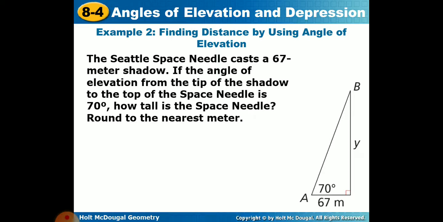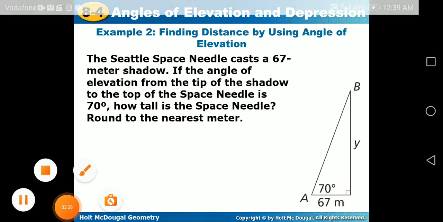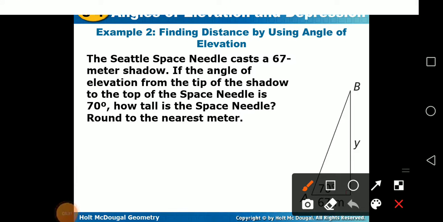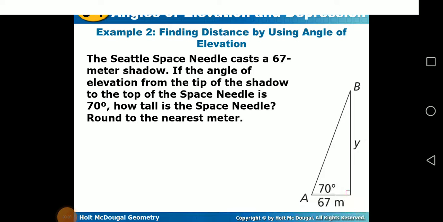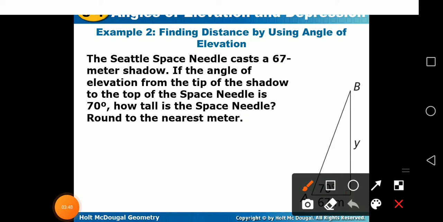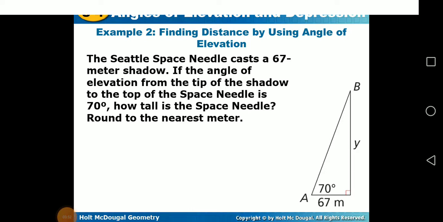Let's see something more interesting here. The Seattle Space Needle, can you see this? The Seattle Space Needle casts a 67-meter shadow. If the angle of elevation from the tip of the shadow to the top of the Space Needle is 70 degrees, so we have here, guys, this 70 degrees. How tall is the Space Needle? Round to the nearest meter.